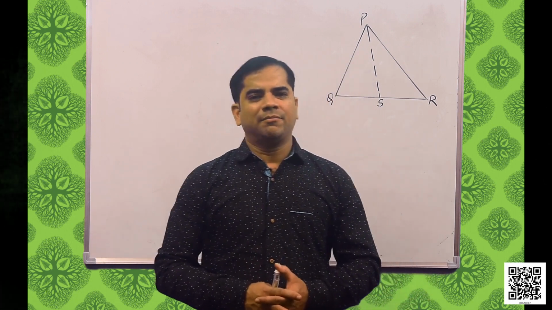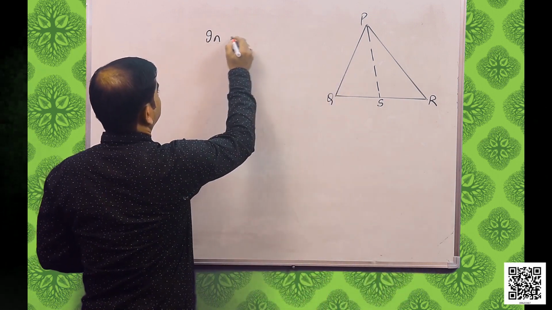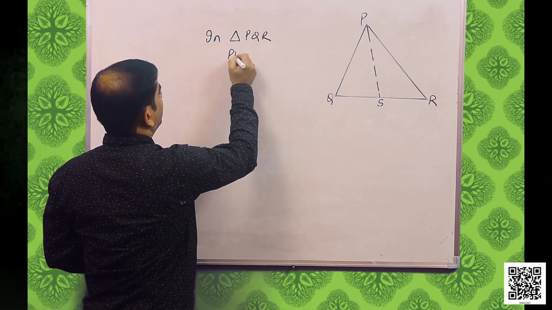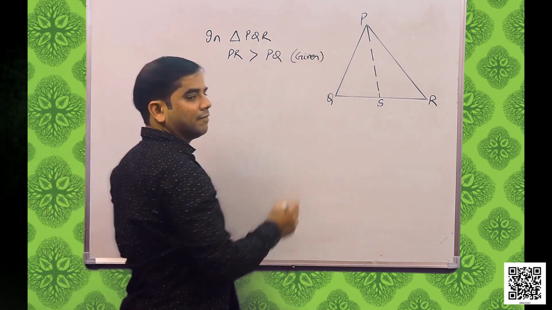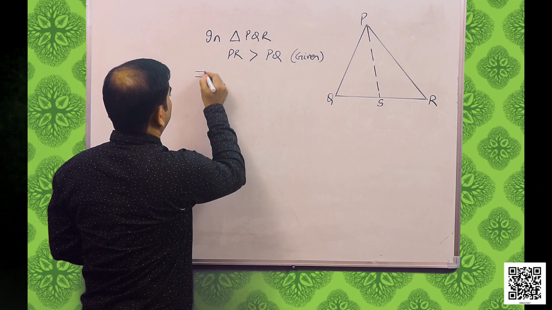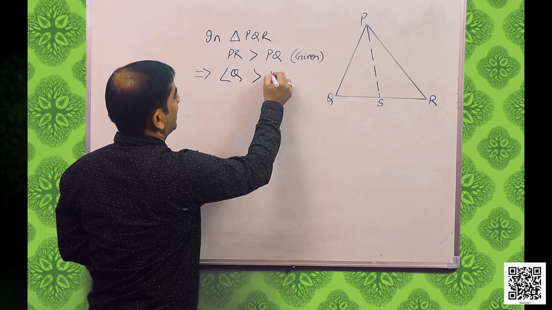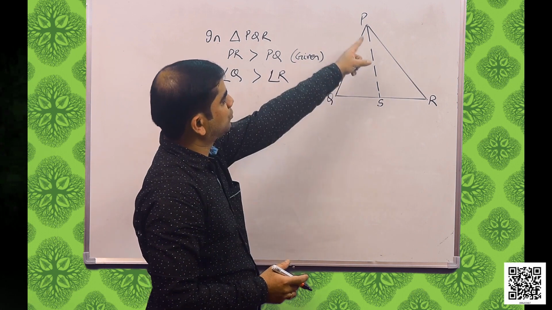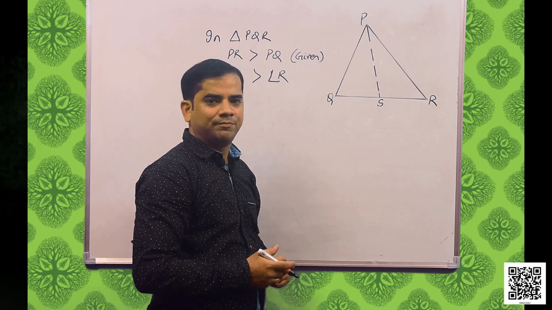In triangle PQR, PR is greater than PQ. It is given. So, angle Q is greater than angle R. Why? Angle Q is the angle opposite to the larger side. That is why angle Q is greater than angle R.